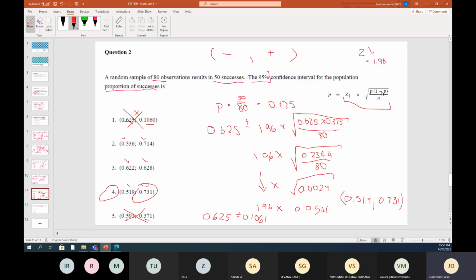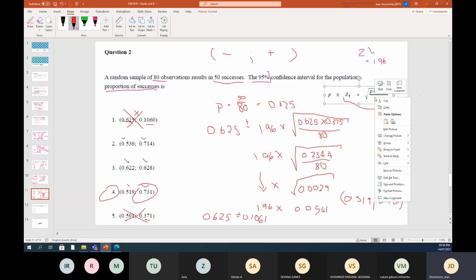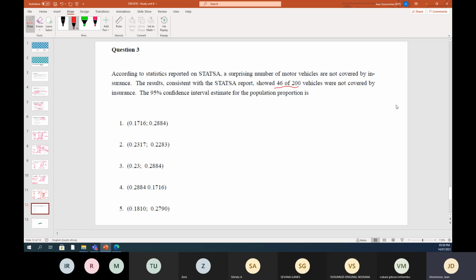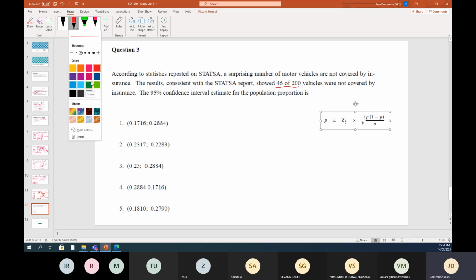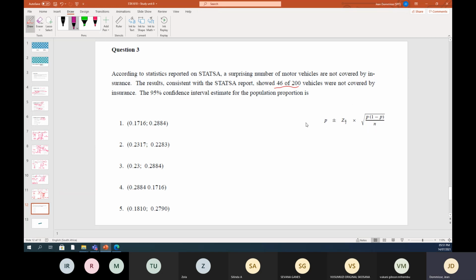Okay, so let's get that again, because we will need to use that formula. Let's use a different color this time. The P that we are working out there, we look at it again as the successes. So in this instance, we are looking at not covered.